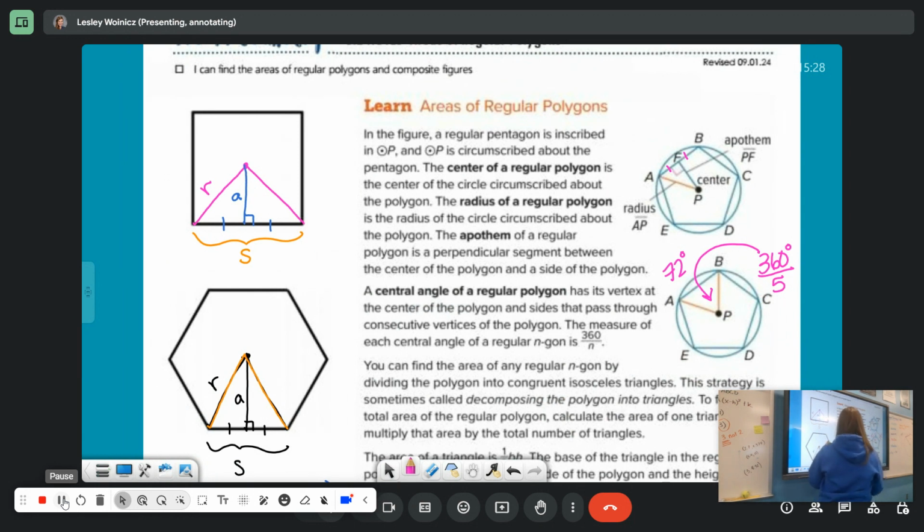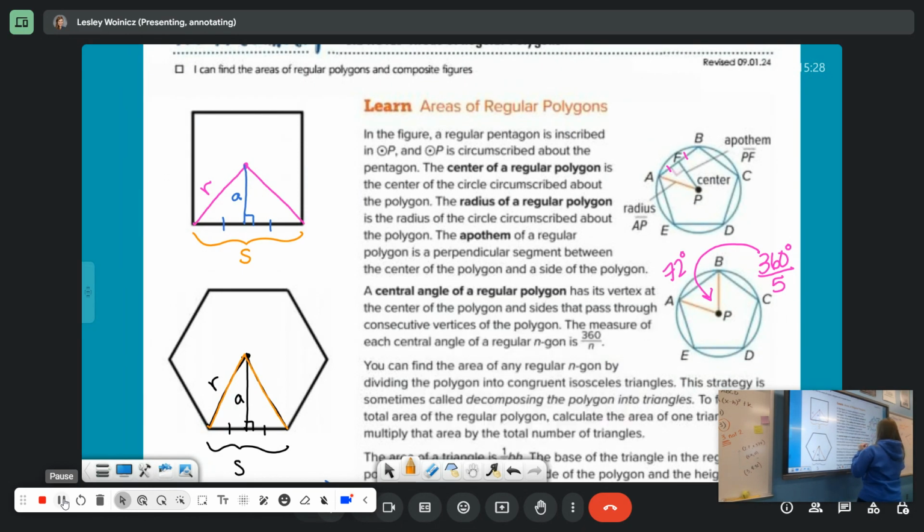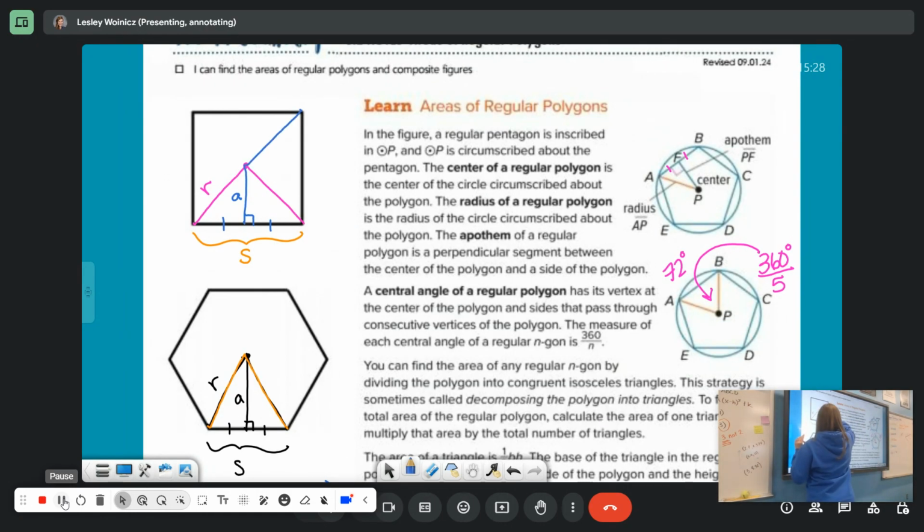Okay, let's do a couple more before we go on. What about this one? What is this angle here? Well, it's my 360 rotation chopped into how many pieces? 1, 2, 3, 4 is 90.